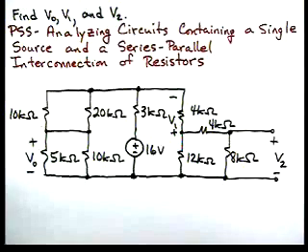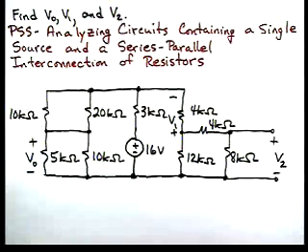For this problem, we are to find V0, V1, and V2. And if we look at our circuit, we'll see that we have a single source and several resistors. So we're going to utilize our problem-solving strategy on analyzing circuits containing a single source and a series parallel interconnection of resistors. And if you remember, our plan of attack here is to combine resistors until we get down to a circuit which has a single resistor and a single source.